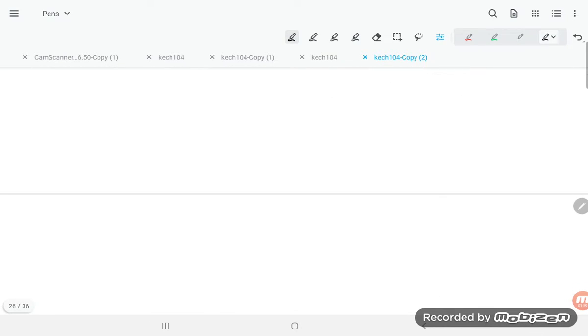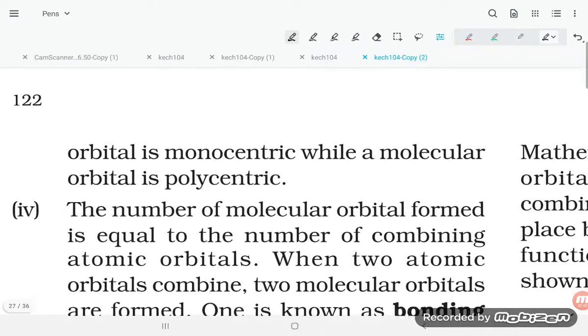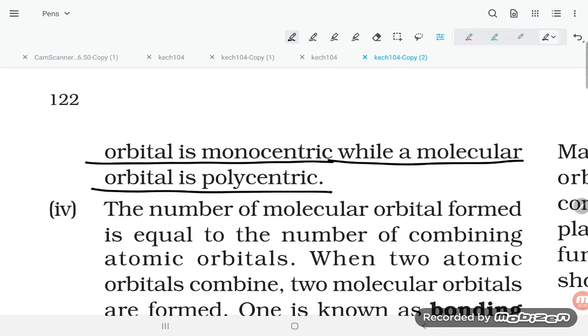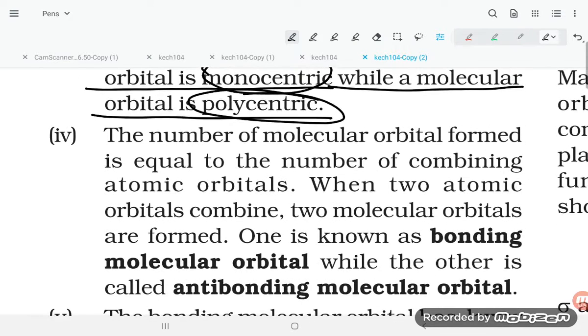Thus an atomic orbital is monocentric while a molecular orbital is polycentric. So the atomic orbital is monocentric, and molecular orbitals are polycentric, because the electrons are influenced by more than one nucleus in the molecular orbital.